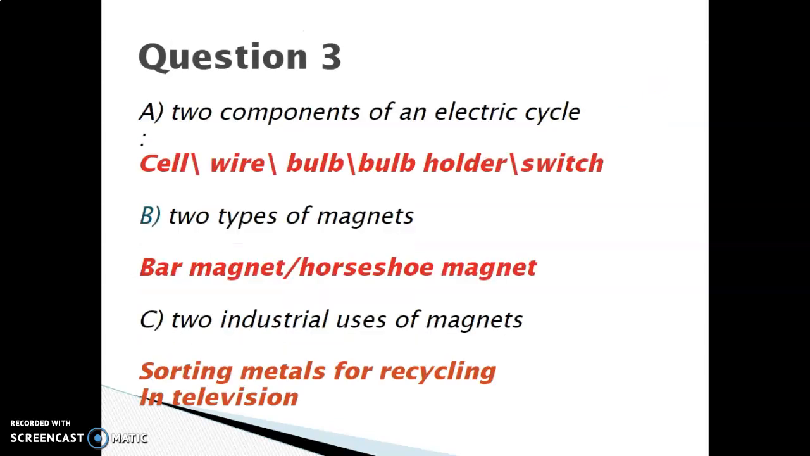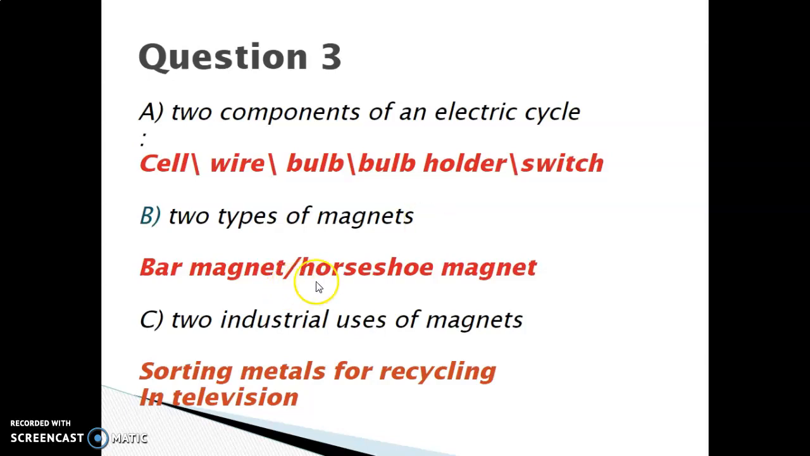Question 3. Name two components of an electric circuit. Sorry, it's written here cycle. I'm very sorry, it's circuit. You can write cell, wire, bulb, bulb holder, switch, any two. Again, I'm sorry for this word. It's not cycle, it's circuit. B. Name two types of magnets.